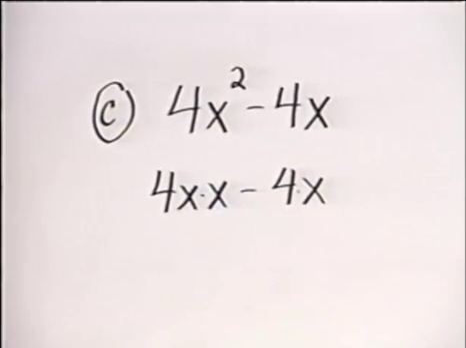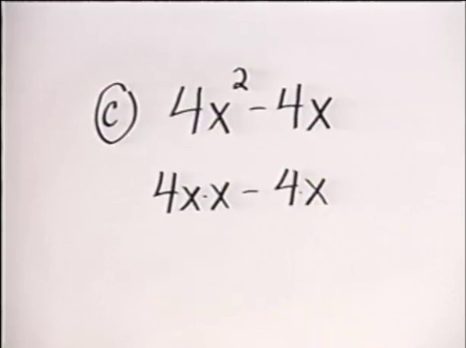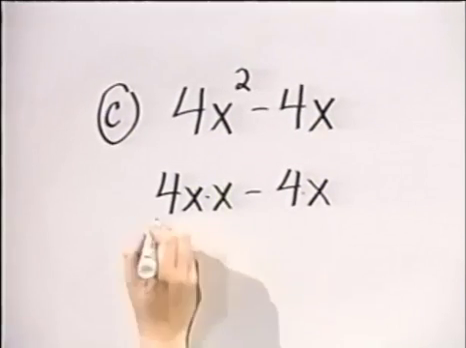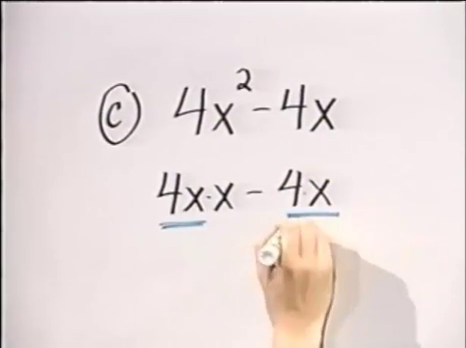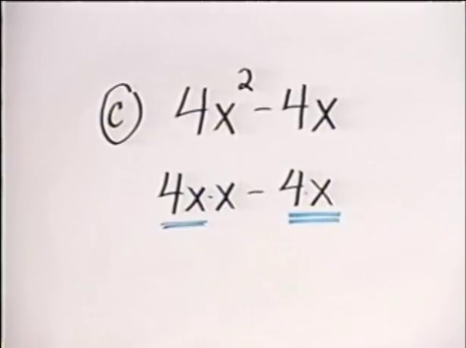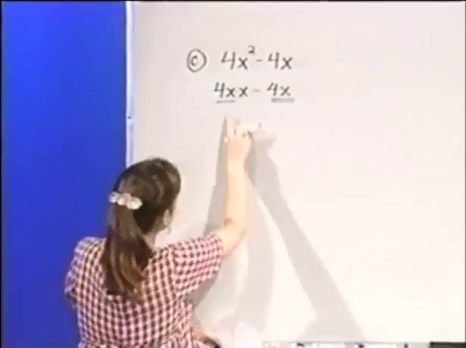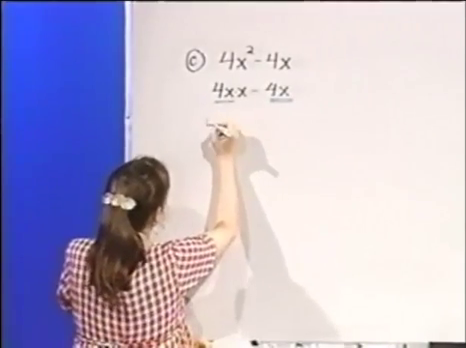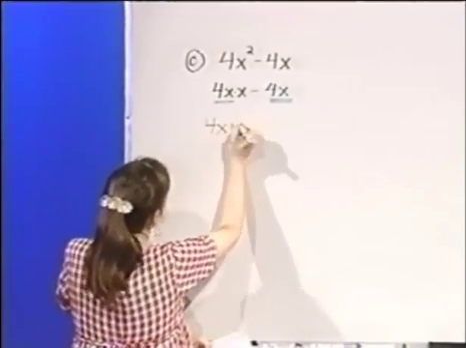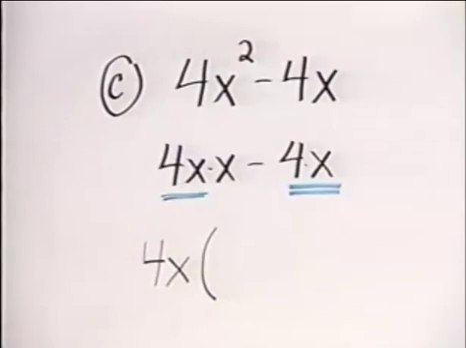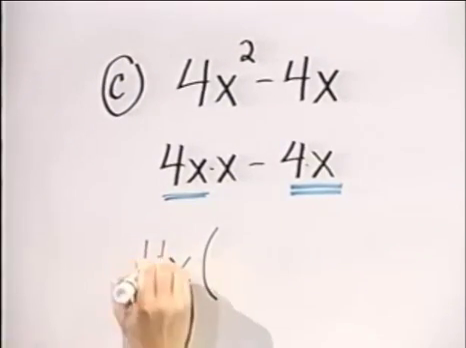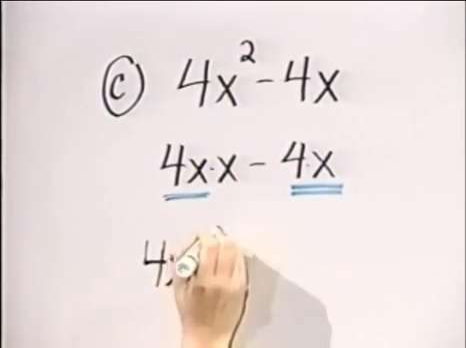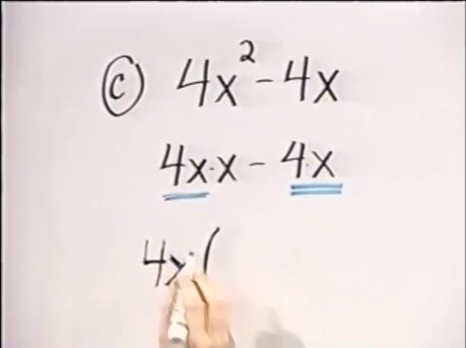And what's common in both of those places? In both of those places, you have a 4x here and here. And we can take that out because it's common. So using the distributive property, let's take out the 4x. And what are we going to be left over with? That's 4x. We're going to be left with the following.